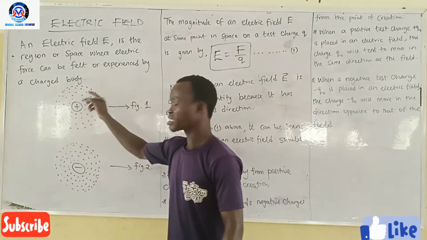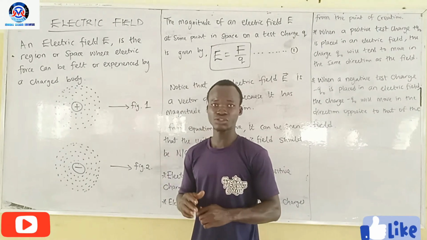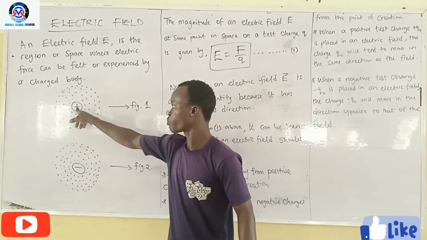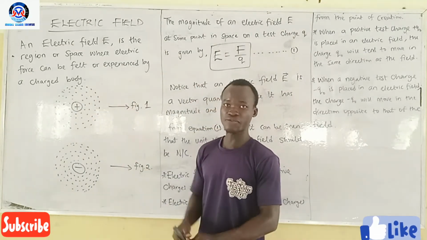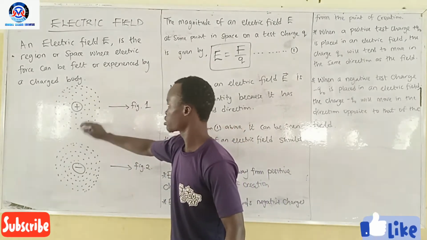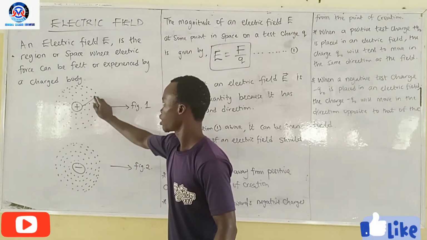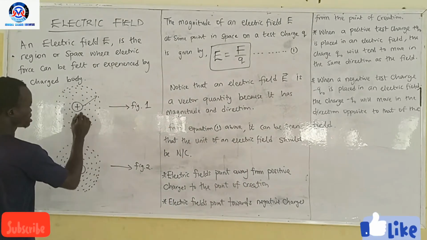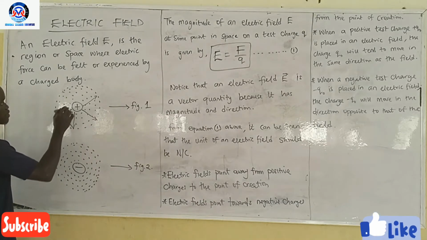Now, what is the direction of the electric field? Remember we said that an electric field is a vector quantity. It has to point in some direction. An electric field will point away from positive charges to the point of creation. If I'm considering this point, the direction of the electric field will be from this positive charge to the point of creation. At every point in space, the direction of the electric field will point away from the positive charge.